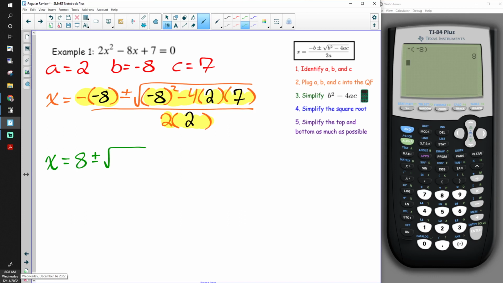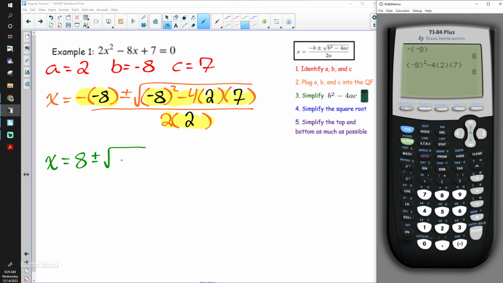I need to figure out what all of that under the square root is equal to. And I'm going to be very careful and plug in all my parentheses. Negative 8 squared minus 4 times 2 times 7. I typed it in exactly the same way as how I wrote it. I click enter. All of that is equal to 8. Everything I highlighted under the square root is just 8, so I just need to write an 8 right here.